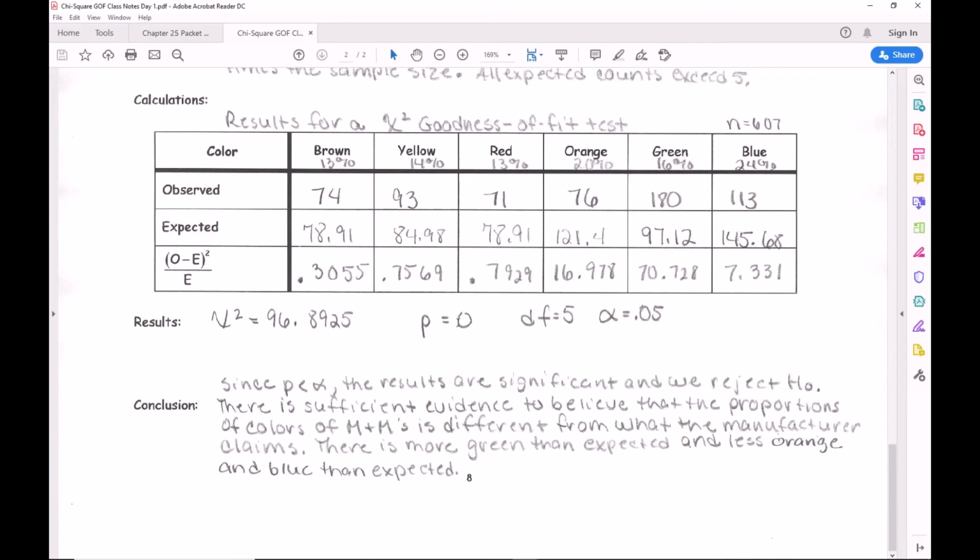So since P is less than alpha, your results are significant, and we reject H0. So there is sufficient evidence to believe that the proportion of colors of M&Ms is different from what the manufacturer claims. Now I want to just pause right here and show you another way to get these little pieces of your chi-square statistic, because all of these 6 things add up to this, all right? So we need to figure out how to get them.